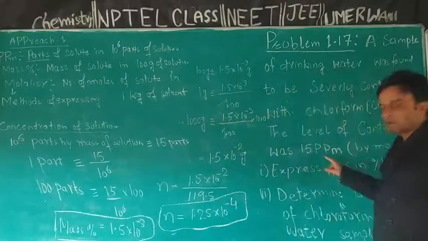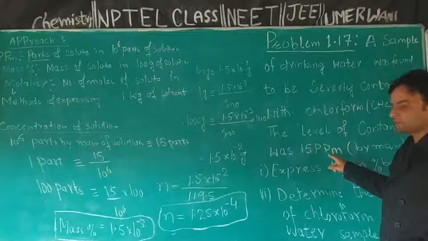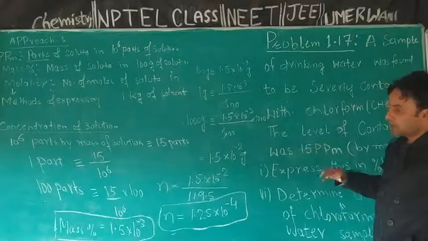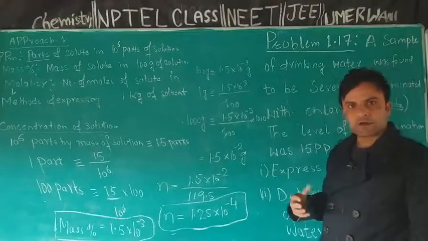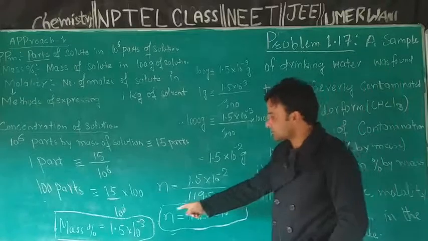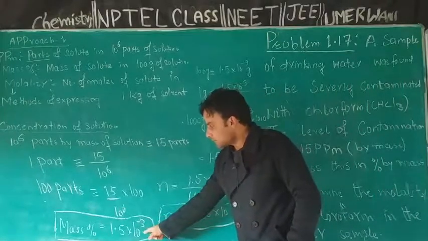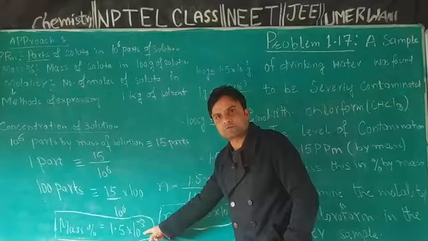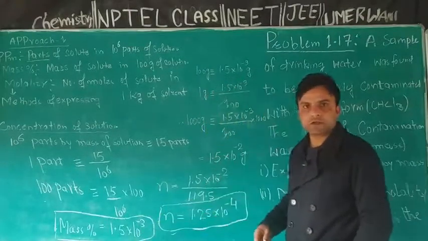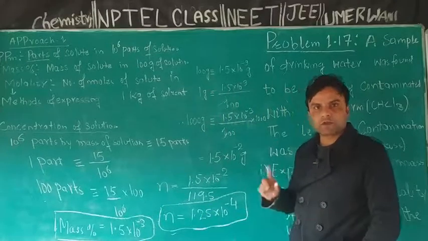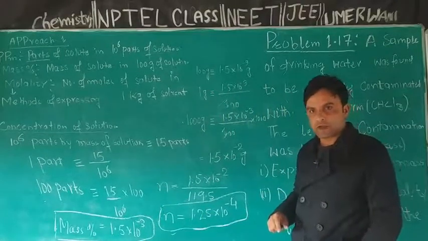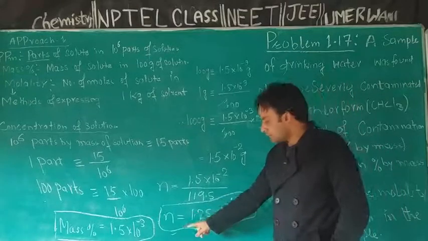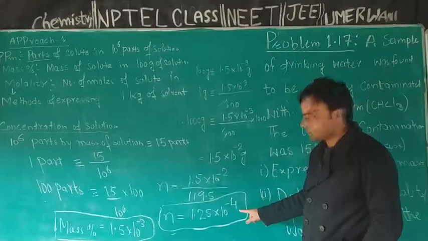Given was 10 raised to power 6 grams of solution contain 15 grams of chloroform. I needed to calculate 100 grams of solution will contain how much grams of chloroform. This is grams of chloroform present in 100 grams of solution. Next I needed to calculate number of moles of chloroform in 1000 grams of solution. This is number of moles of solute present in 1000 grams of solution.